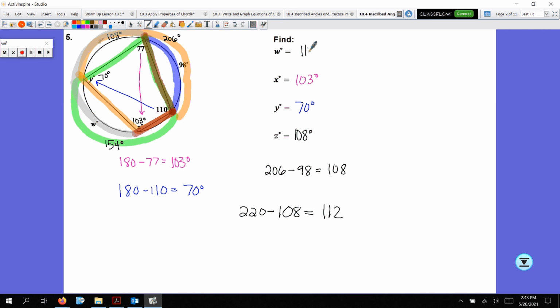I just want to quick double check and make sure that all the way around my circle is 360, that I didn't accidentally go berserk and mess up something here. So 108 plus 98 plus 154. Yay, I got it.